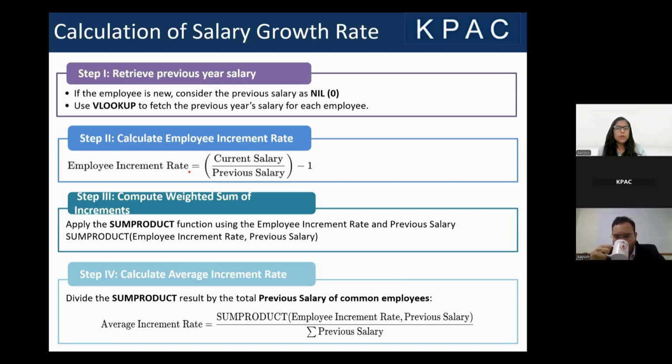Now, why do we use a weighted sum? Because not all employees earn the same amount. If we calculate an average without considering the salary weights, we might misrepresent the overall salary growth rate of the organization.